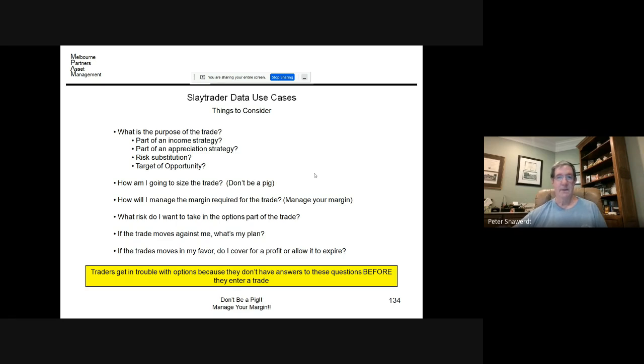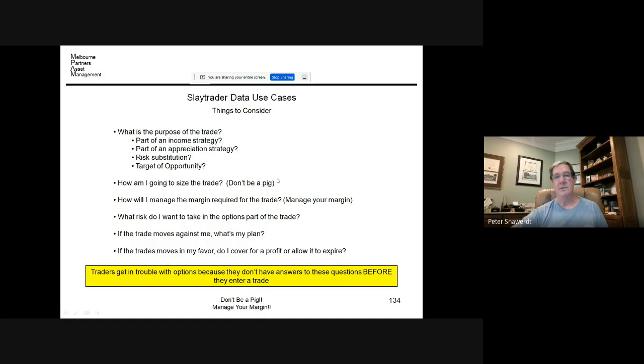Okay. This last slide, I think this is literally the last one. If not, there's probably a question slide. These are the things that you should ask yourself. Why am I doing this? It's the purpose. Target of opportunity, that's a 0 DTE trade usually. Risk substitution, for me, that's a call trade. Part of an appreciation strategy, yeah, I've got one of those. As part of an income strategy, I've got one of those too.